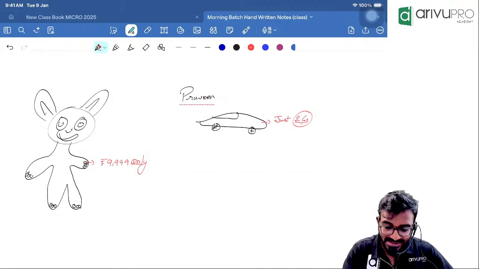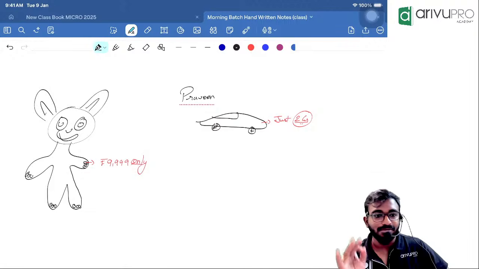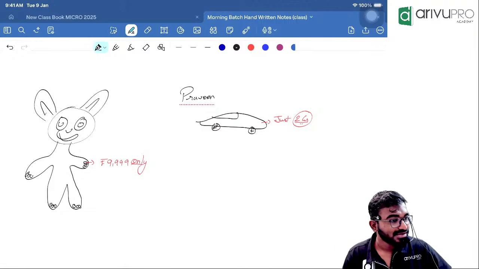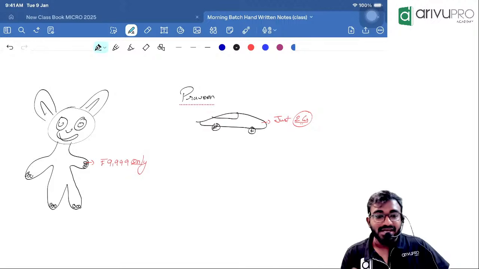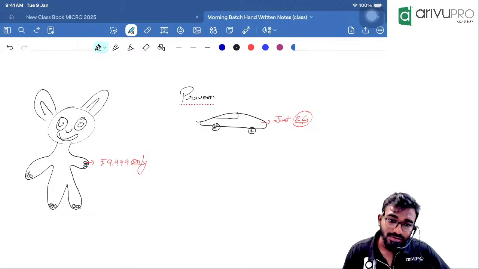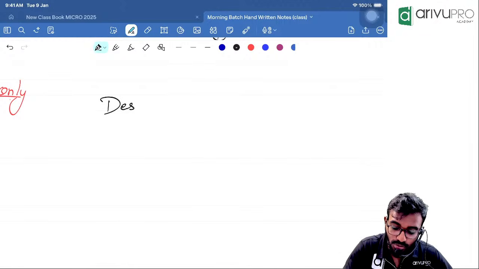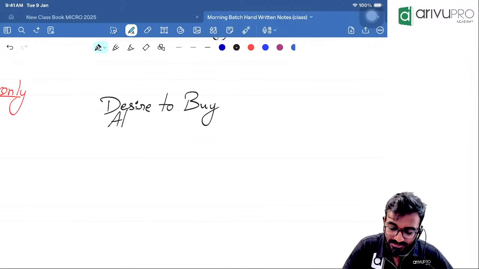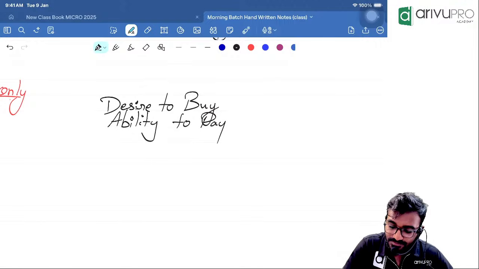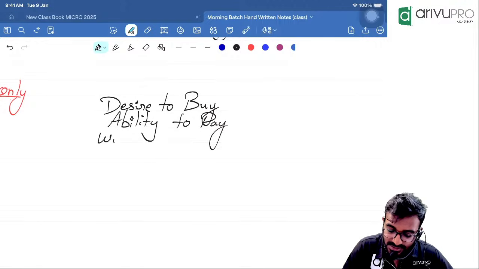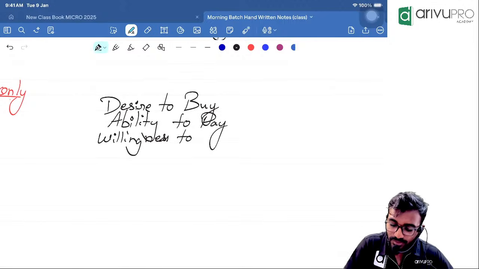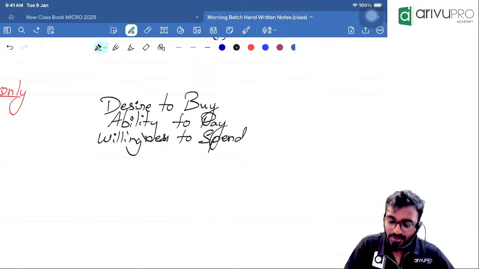Now, in order to understand the concept of demand, there are 3 important elements. Only when all these 3 elements are fulfilled or satisfied, then only we call it a demand. So, which are those 3 important elements? First and foremost, desire to buy. Second one, ability to pay. And the third one is willingness to spend. Willingness to spend.